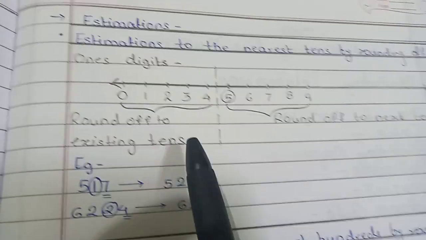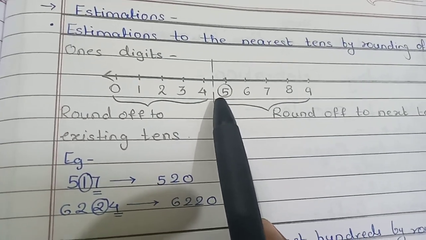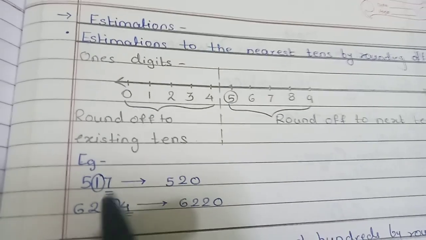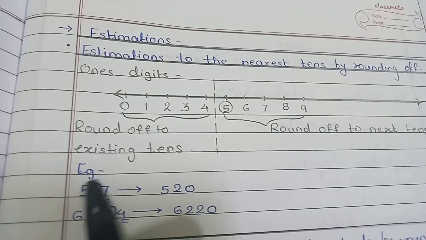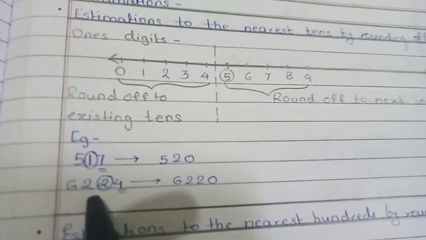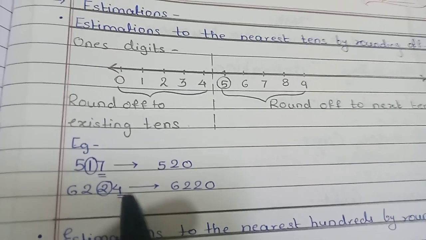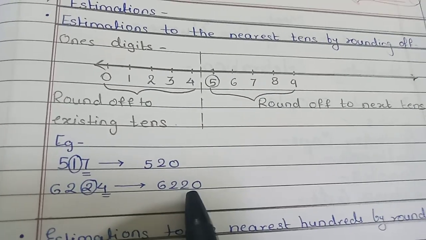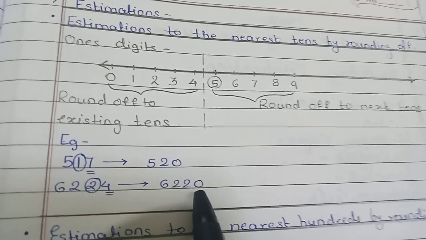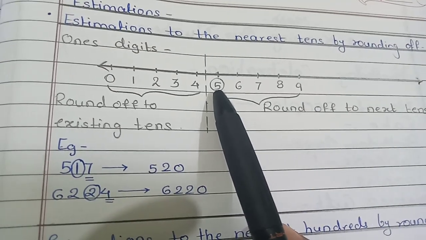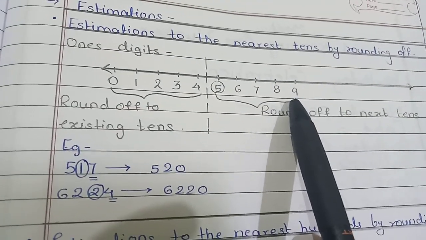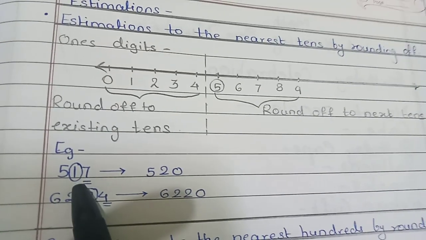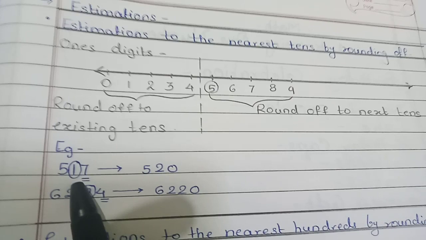So the rule is, listen to me very carefully: if the ones digit is less than 5, the tens digit is rounded off to the same digit. Here you can see 6224, 4 is less than 5, so this number is rounded off to 6220, rounding off to the nearest tens. Now if the ones digit is 5 or more than 5, I repeat, if the ones digit is 5 or more than 5, then we will round off the tens digit to its next digit.